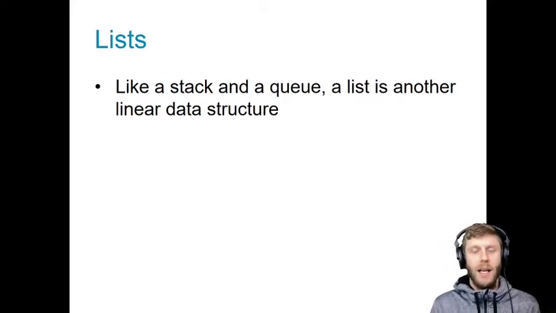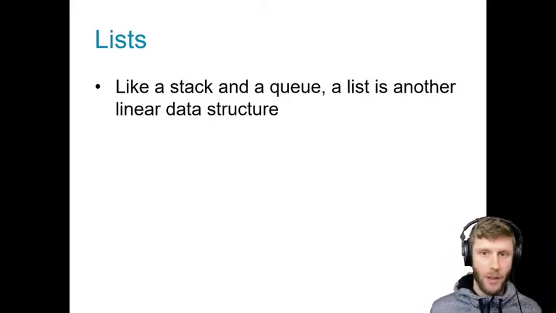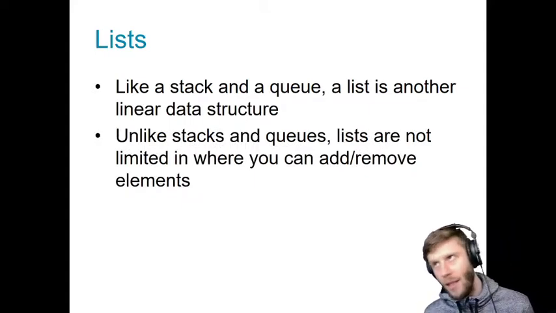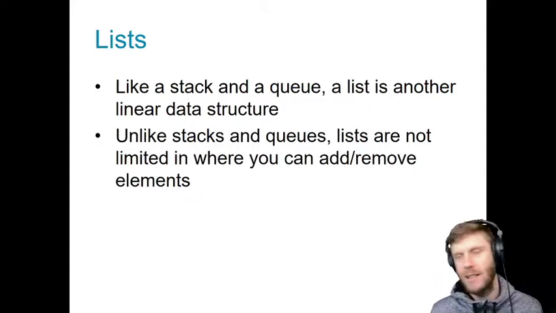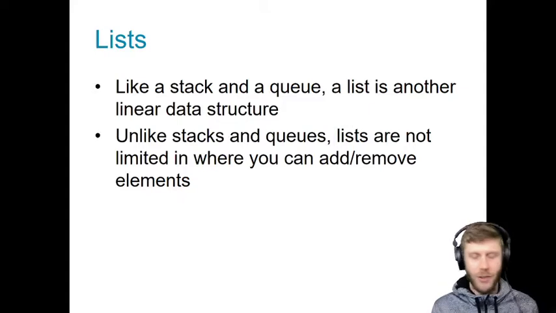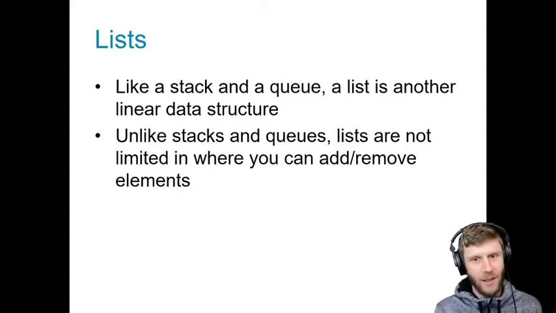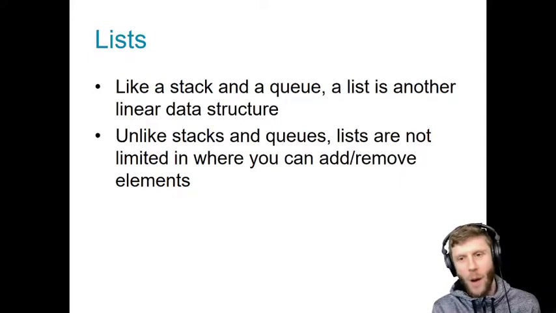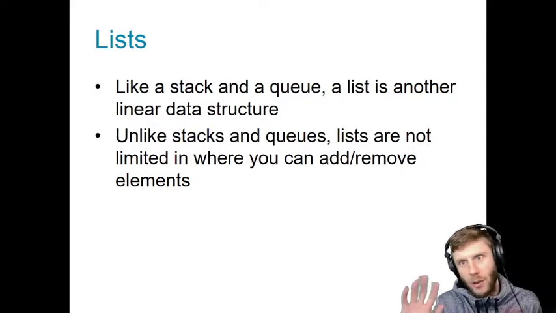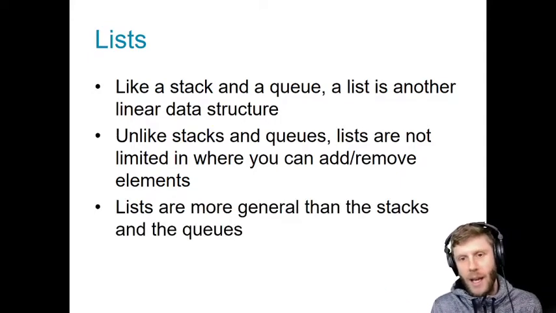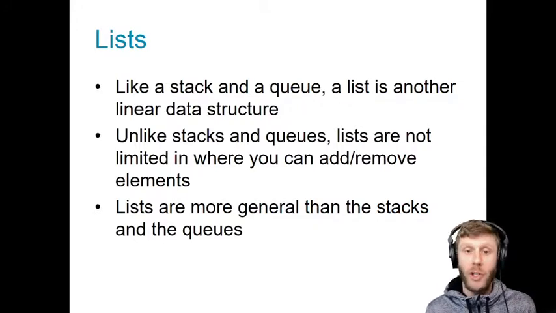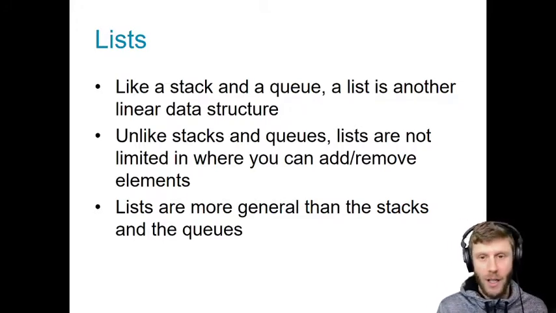All right, a list. Like a stack and a queue, it's just another form of linear data structure. And unlike the stack and queue, they're not as limited. They're much more general. So for those of you with experience in Python, it's a list, okay? It's almost like you're treating it like a fancy extra super array, right? And lists are much more general versions of stacks and queues.